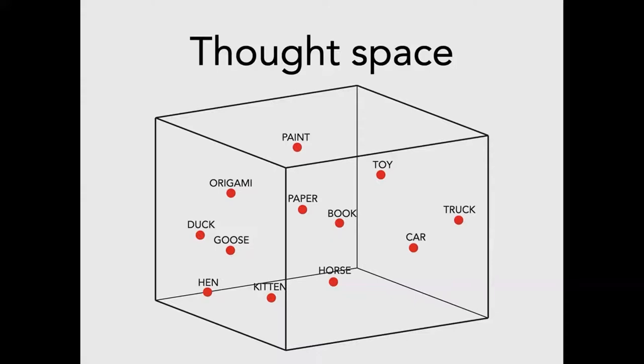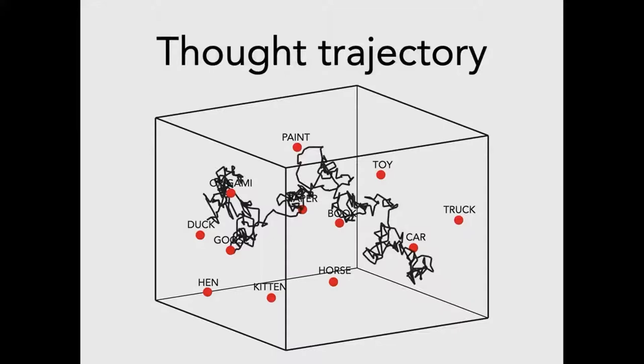When our thoughts change over time, we can characterize those dynamics using thought trajectories. The shapes of those trajectories can help us test detailed theories about cognition using the tools of the field of geometry.